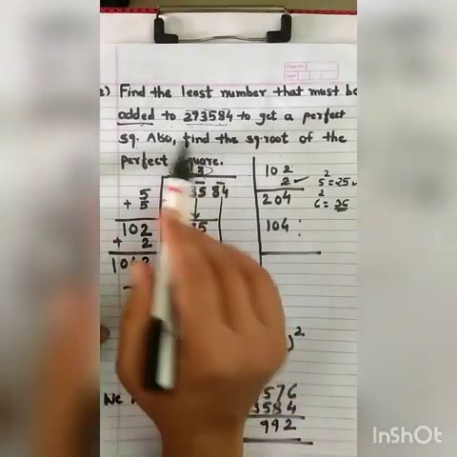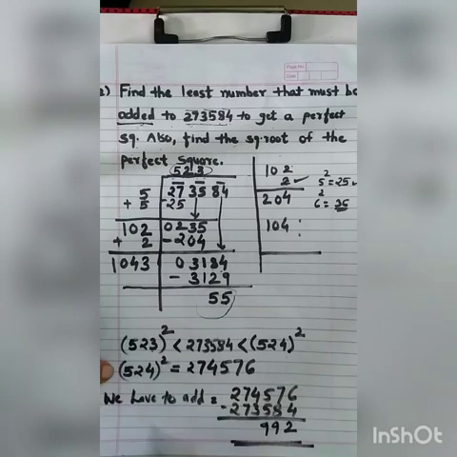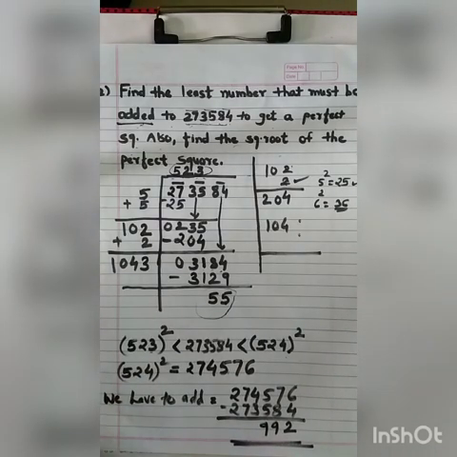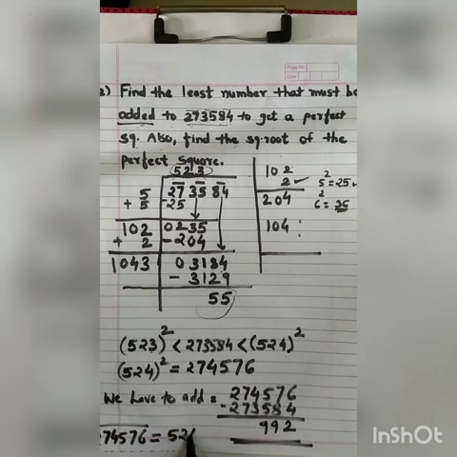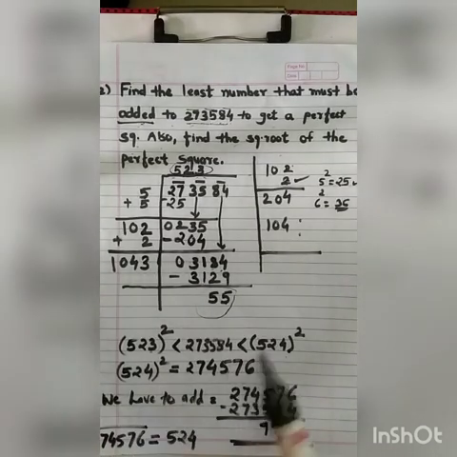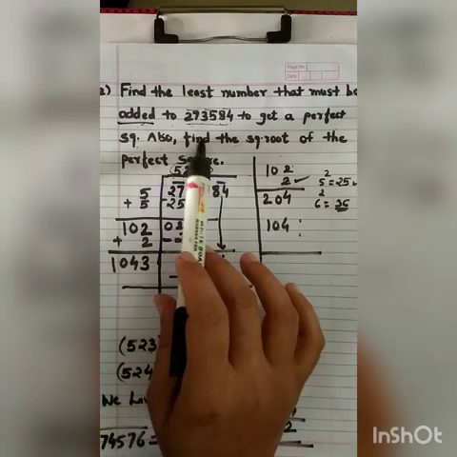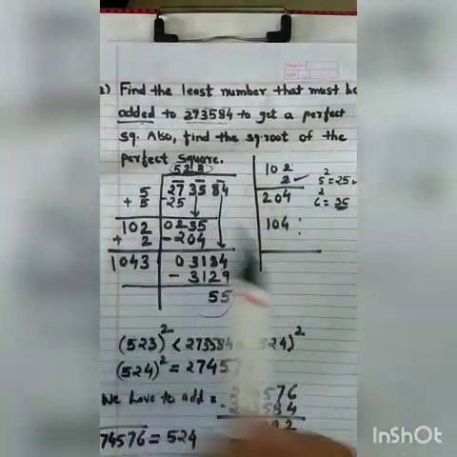And the second question is also find the square root. Simple. This is the square root of this number. So the square root of 274576 is equal to 524. This is the answer of your additional question, that is, find the square root of the perfect square.